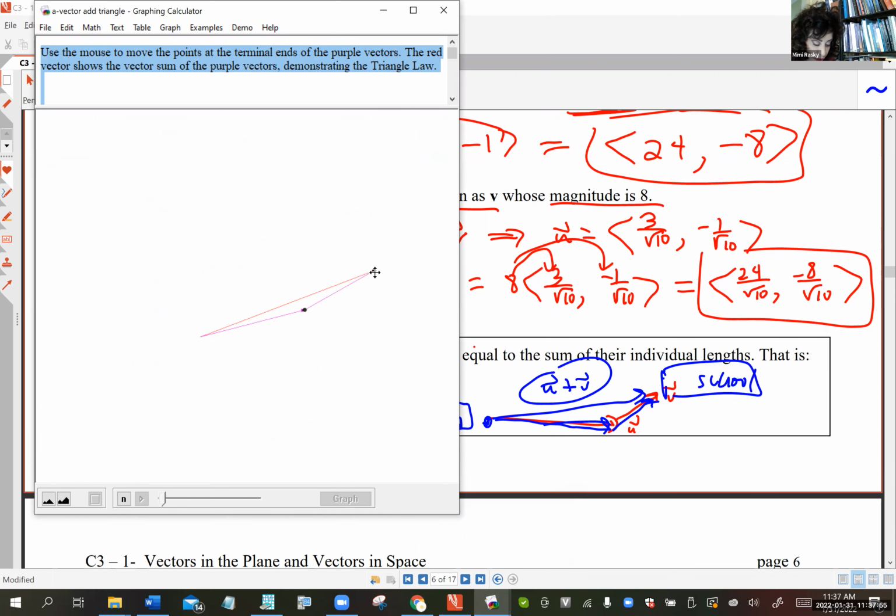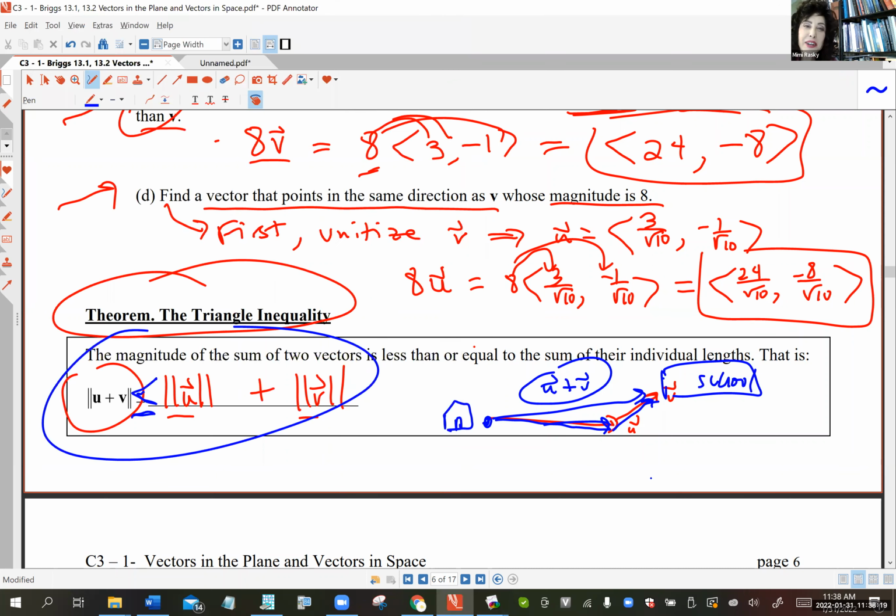What if u and v are pointing in the same direction? Then u plus v is sitting right on top of u and v, and that's the one time where the magnitude of u plus v will be the same. And that's called a deformed triangle. Yeah, right there. That's when you'll have the equality. Okay, so there you have it. That is the theorem of the triangle inequality.